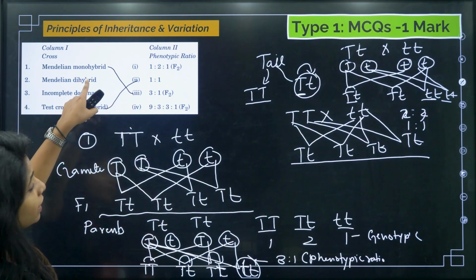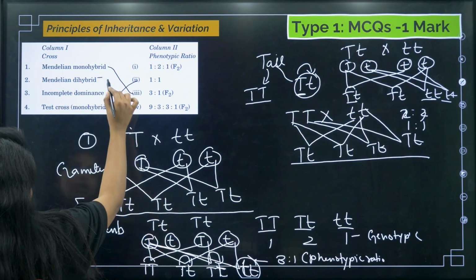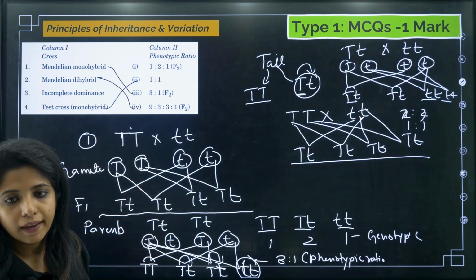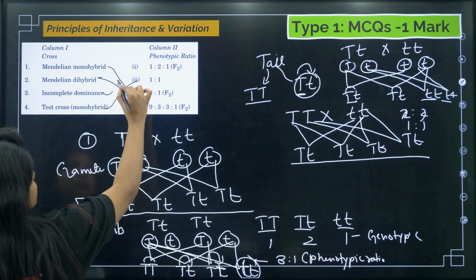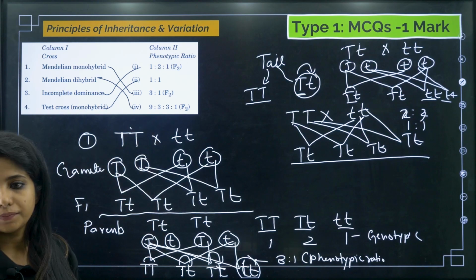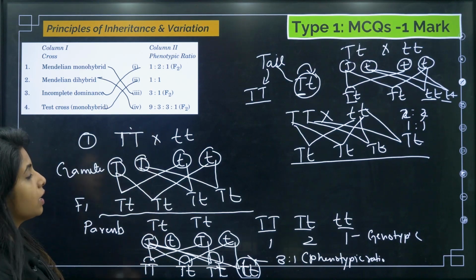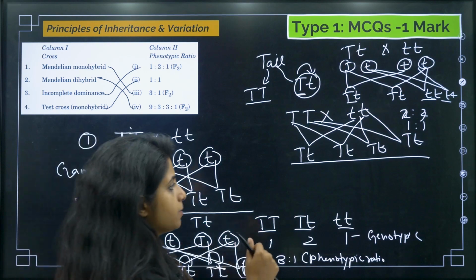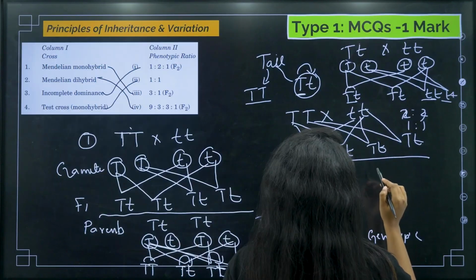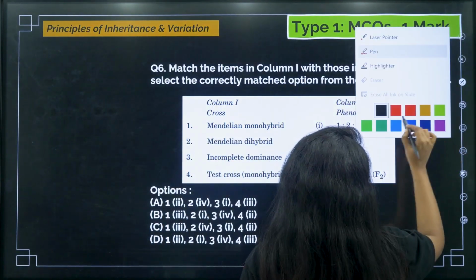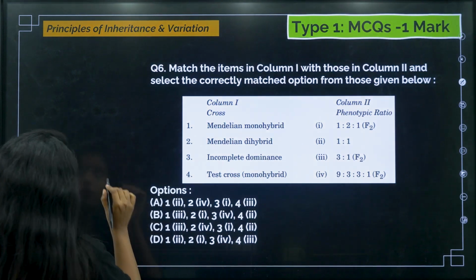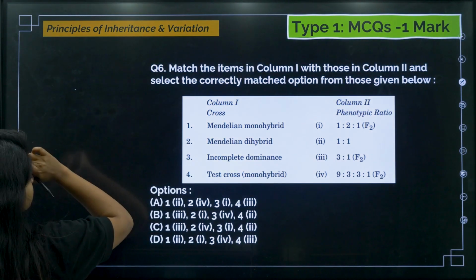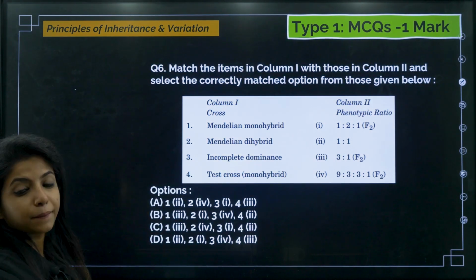Now for Mendelian dihybrid we know it is 9:3:3:1, and for incomplete dominance it is 1:2:1 in the F2 generation. In incomplete dominance you have 1:2:1. If you want me to explain, I can explain it to you right away. Let me explain it over here. In the case of incomplete dominance, children, what happens is, what was it?